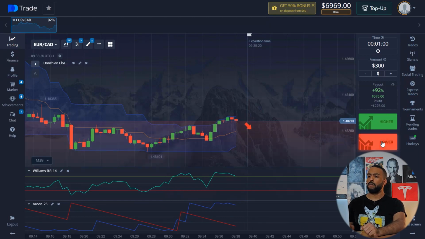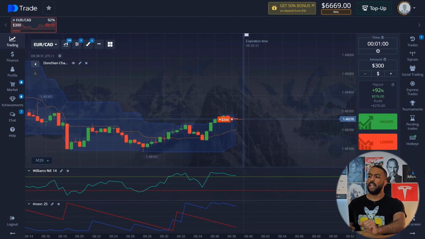Right now, I'll open a down trade for $300 for 1 minute. At this time, the entry into this trade was the result of a technical analysis of the indicators. Since the Williams indicator line began its downward movement, trying to get out of the overbought zone and cross the level of 20, I identified this as a signal about a possible decline in price.